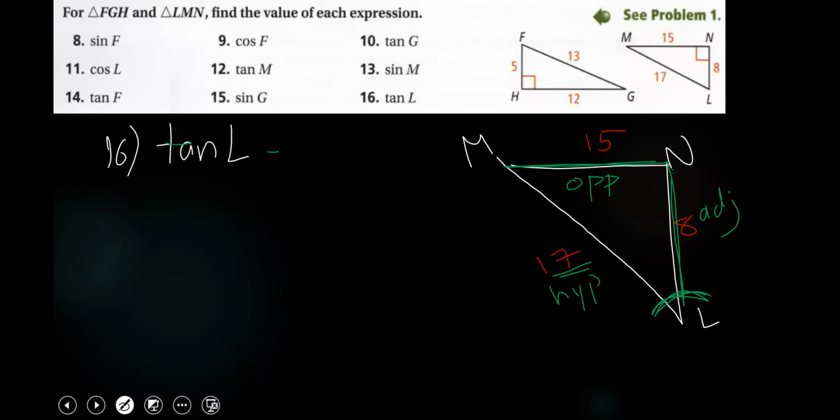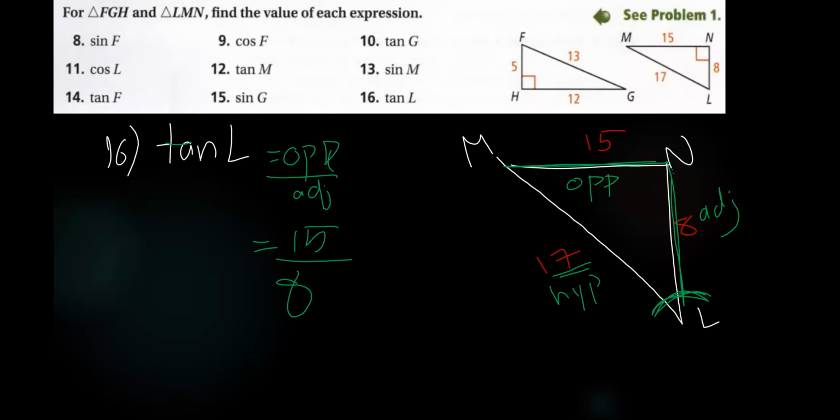So tan L is, now look at L. We say tan is opposite over adjacent. Now, for L, where is the opposite? 15. Where is the adjacent? 8. Thank you so much, Yara. So 15 over 8. Got it now? Do you understand? Yes. Okay. Yes, thank you, teacher.